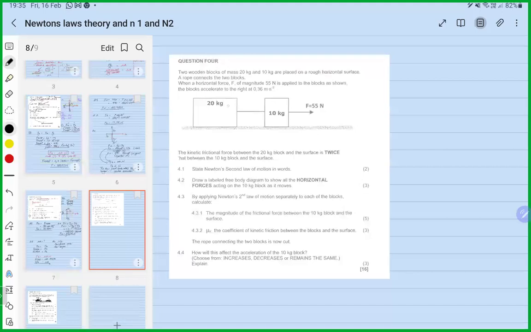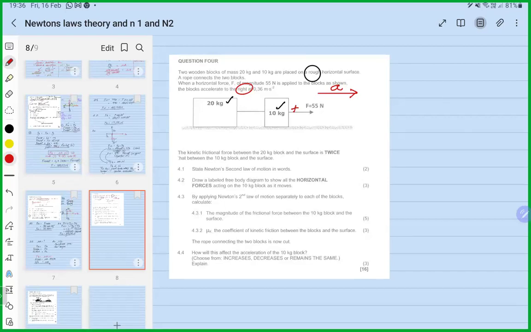We've got two wooden blocks, mass 20 kilograms and 10 kilograms, placed on a rough horizontal surface. When a horizontal force of 55 newtons is applied to the blocks as shown, the block accelerates to the right. Now, I pointed this out in the previous lesson, and I just want to emphasize this. If your system accelerates in a particular direction, here they tell us that the system accelerates to the right, let the forces to the right be positive, and any force in the opposing direction will be negative.